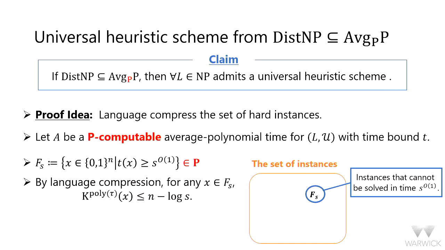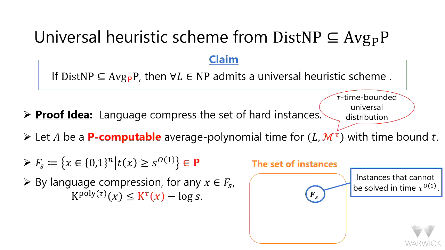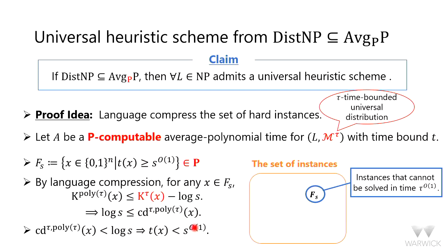Actually, this bound is not good if you consider a uniform distribution, but instead of a uniform distribution, we can consider the so-called time-bounded universal distribution. I will not explain this, but by considering a different distribution, we can improve this to tau time-bounded Kolmogorov complexity. And then you can rearrange this inequality, and you get a lower bound for computational depth. And if you take the contrapositive of this statement, if you have an upper bound for time-bounded computational depth, you can show that it's not in the hard instances. So we can negate this statement, and that's how you get the upper bound for the running time.